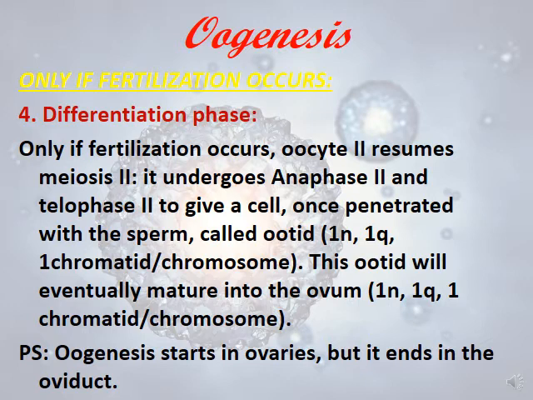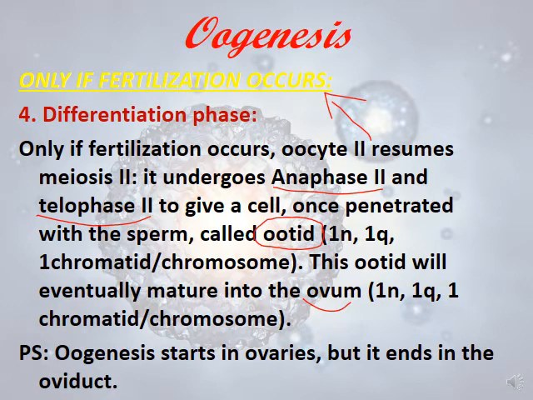Only if fertilization occurs do we go to the differentiation. Oocyte 2 will continue meiosis 2 after it was blocked at metaphase 2. It undergoes anaphase 2 and telophase 2 to give a cell which, when penetrated by the sperm, will be called the oocyte, 1N, 1Q, 1 chromatid per chromosome. This oocyte will eventually mature into the ovum, which is 1N, 1Q, 1 chromatid per chromosome.